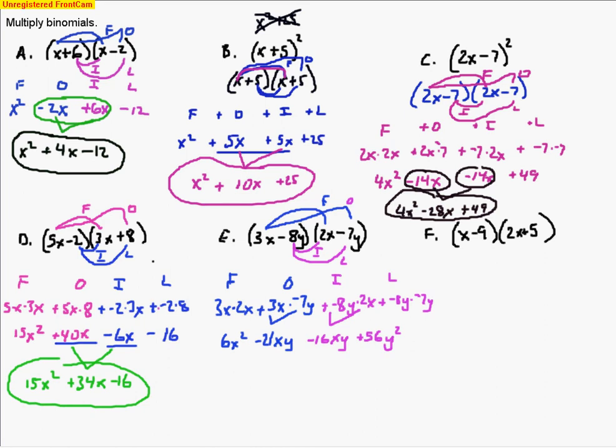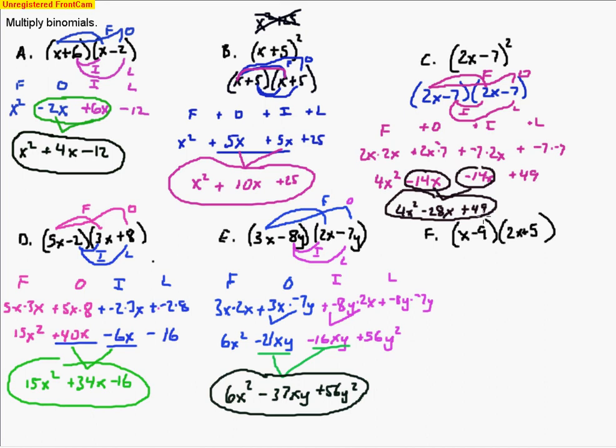Well, you're able to collect a couple terms. Let's go ahead and do that. This one here and this one here have the same variables raised to the same power, so they combine together. So we'll go ahead and bring down our 6x squared. And here we have to add those two numbers together, so it makes a negative 37xy. And then plus the 56y squared. So there is our answer.